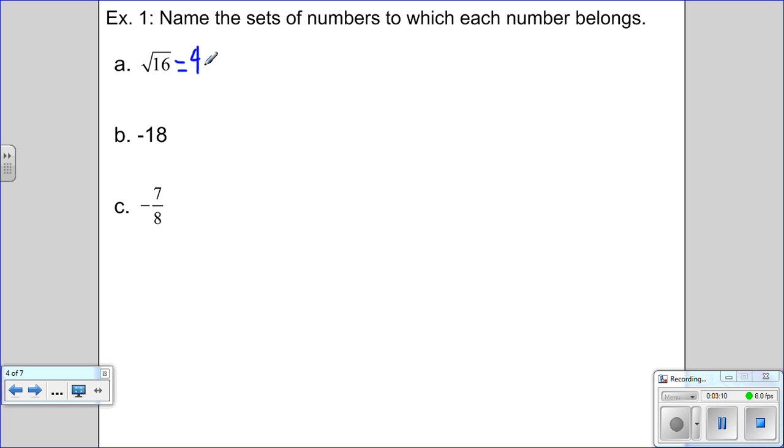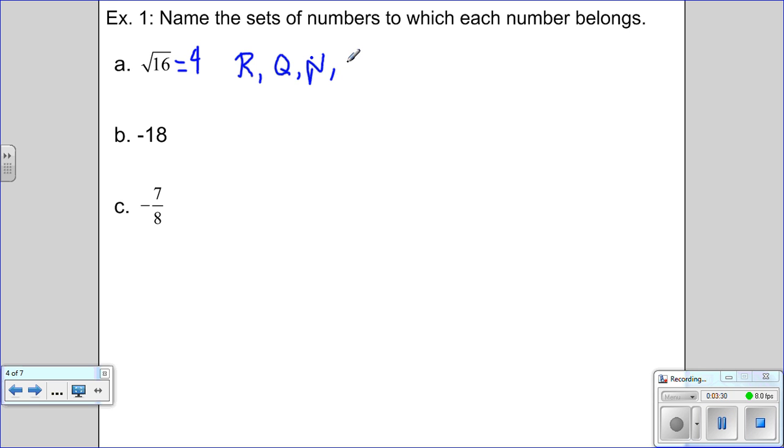Okay, now let's list all of the sets that 4 belongs in. Starting at the top, it's a real number. Use capital R. Now, is it rational or irrational? Well, 4 over 1 is the fraction, so that means it's rational, capital Q. Is it a natural number? Yes.